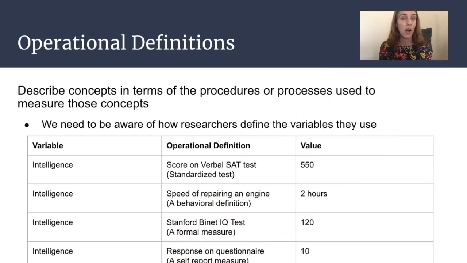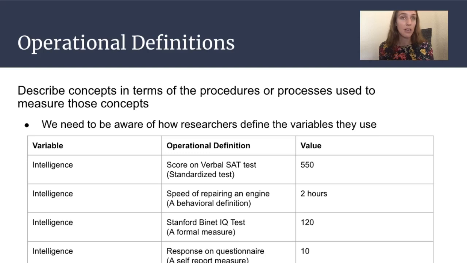So we have something called operational definitions, in which we describe, in terms of the procedure or processes used to measure a concept, the terms which we are using. So let's take intelligence for an example here. There are lots of different ways that we can measure intelligence, right? You can take an intelligence test. That'll tell you something about intelligence. But we can also quantify intelligence in a couple of different ways.